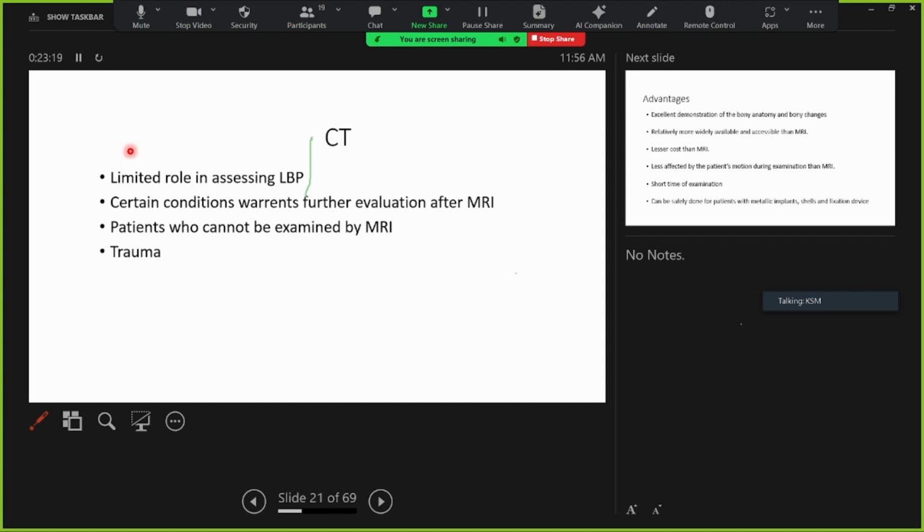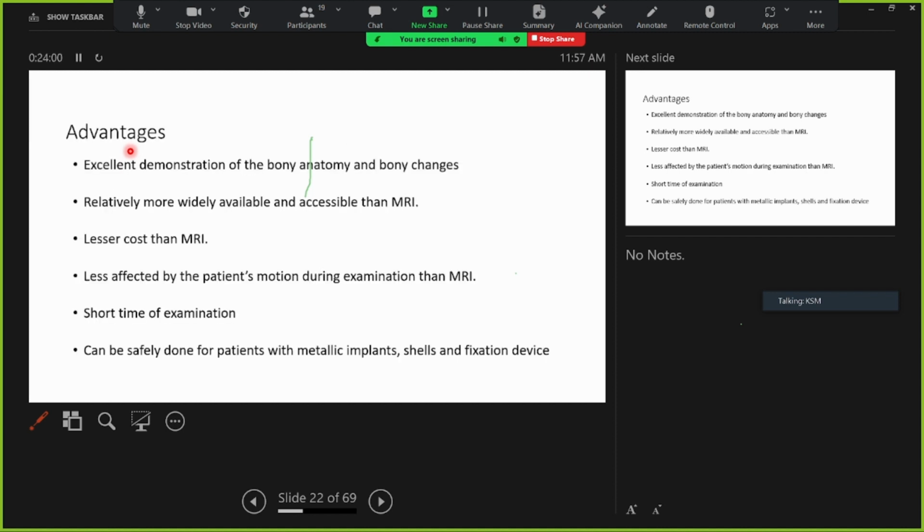The next imaging modality is CT. Actually, CT has a limited role in assessing low back pain, but there are certain conditions where CT is needed. Like when you do the MRI, if you want to see the bony details, especially the cortical bones, we have to go for a CT, because MRI is not very good in assessing the bony details. Some patients can't undergo MRI when they have a contraindication, or some patients are claustrophobic, or some patients can't stay in the MRI for a long time as the patient is not stable. Those kinds of patients can undergo CT. And especially in trauma patients, CT is the first imaging modality.